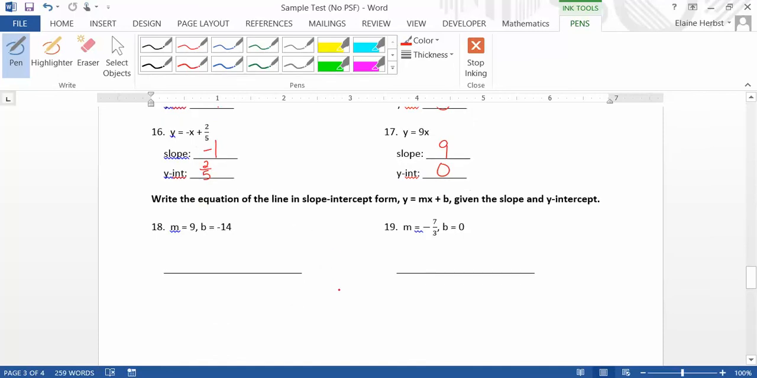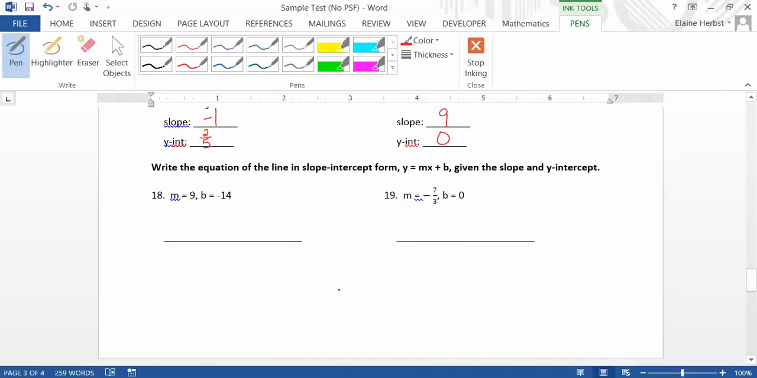18 and 19 just want you to go the other way. So now instead of pulling out the slope and the y-intercept, you are writing the equation. I've given you the standard form here, y equals mx plus b. So we know that m goes in front of the x and the b goes in the back. So for 18 we have y equals 9x minus 14. And for number 19 we have y equals -7/3 x plus 0. Remember, you don't have to write the plus 0 if you don't want to, but you can.